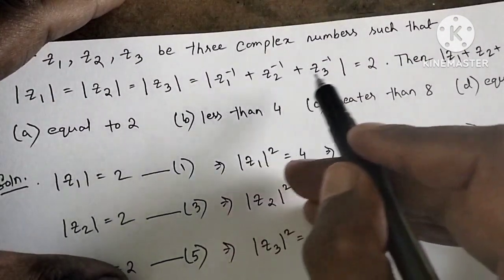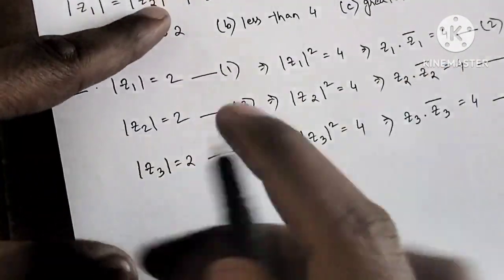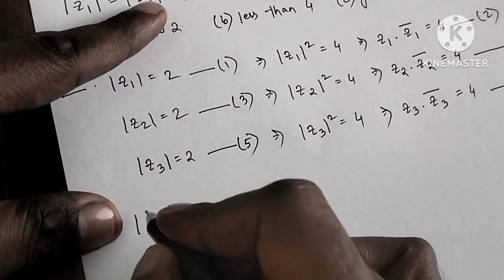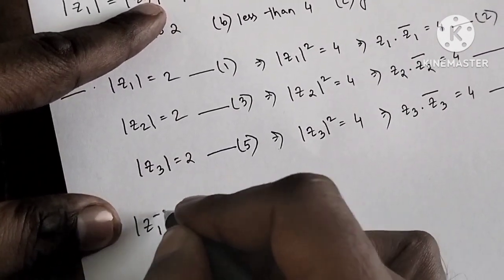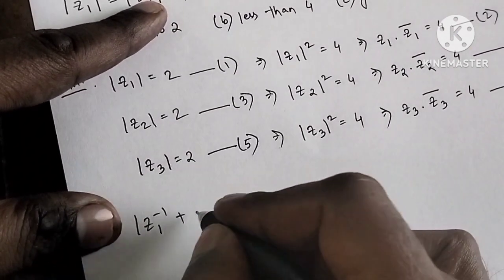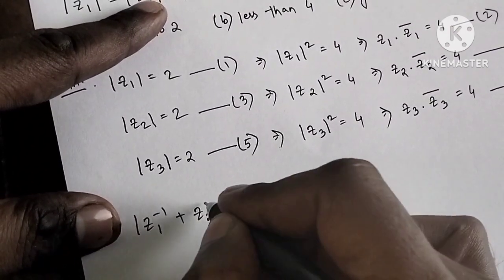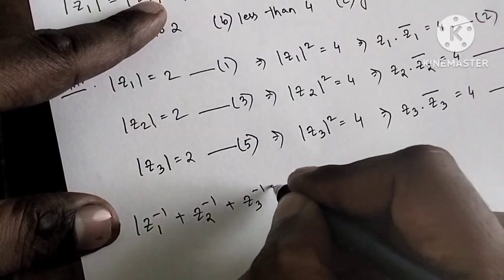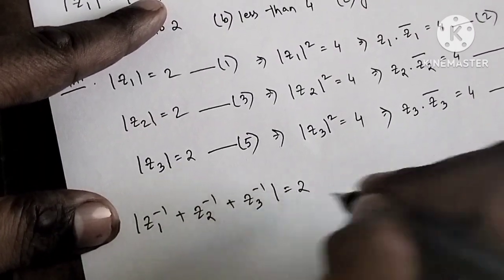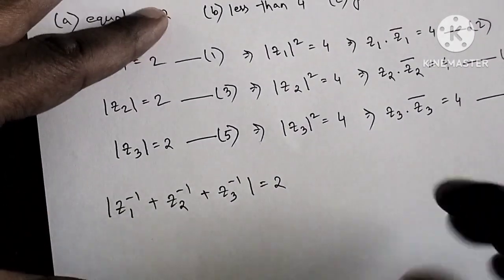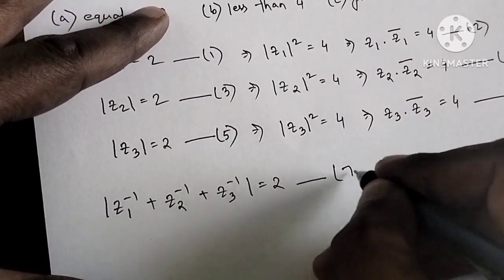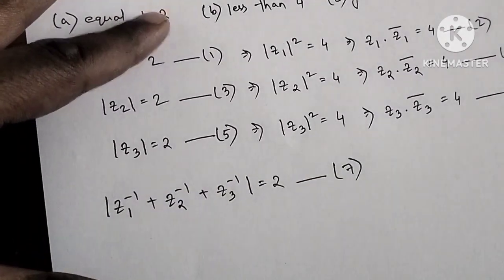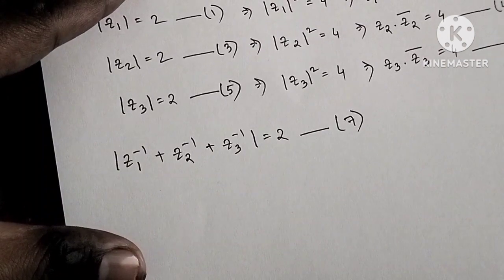This also has been given: mod of z1 to the power minus 1 plus z2 to the power minus 1 plus z3 to the power minus 1 is 2. Name it as equation 7.